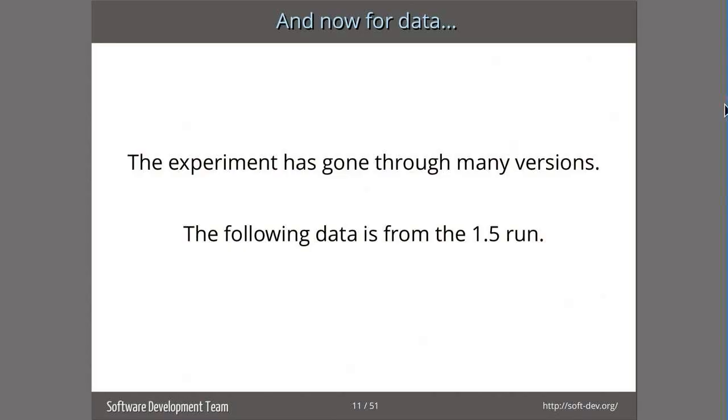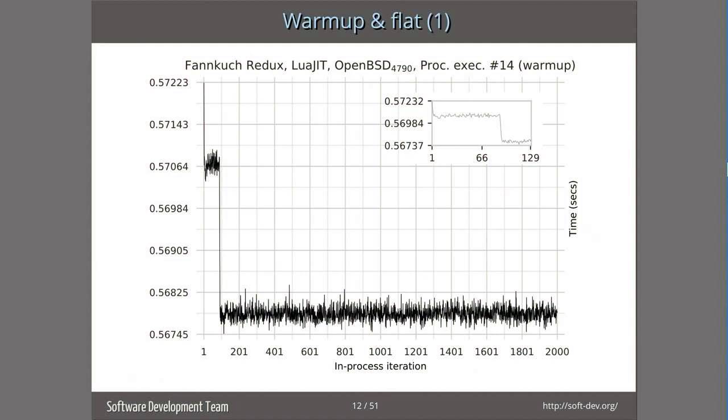Okay, so here's some real data. We've got various versions of the experiment. I'm going to show you one from our latest run, which is the 1.5 run. And we're going to see lots of plots that look like this. There's a legend at the top. Let me quickly explain that. This is the Fannkuch benchmark running on LuaJIT on the OpenBSD machine, and it's the 14th of 30 process executions. As before, on the x-axis, we've got the benchmark running in a for loop for 2,000 iterations, and on the y-axis, we have the time of each iteration. You'll often see we have these little zoom-ins. They're based on some heuristic that allows you to see the warm-up curve sometimes a little bit easier.